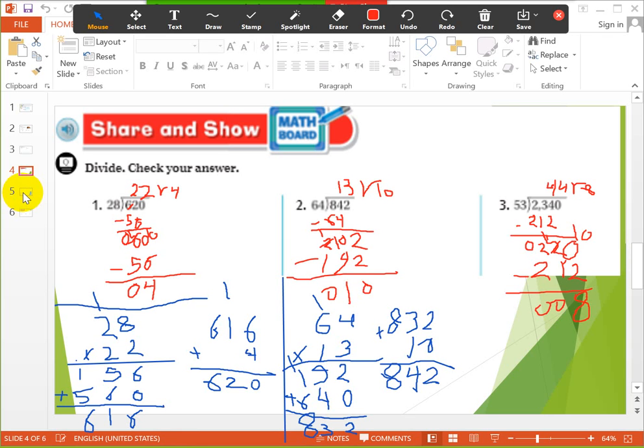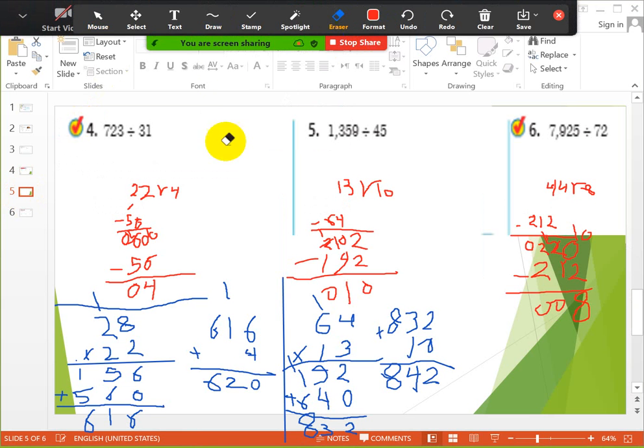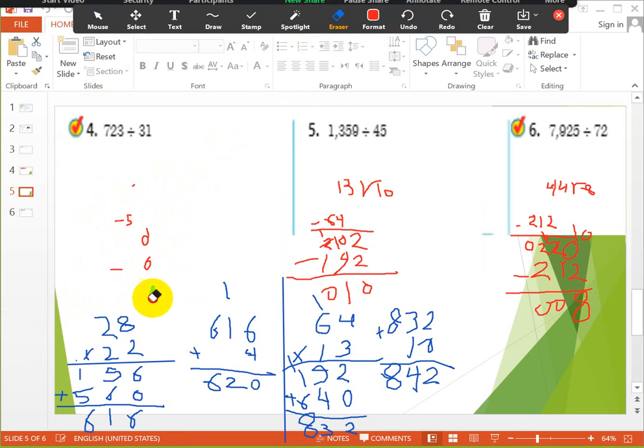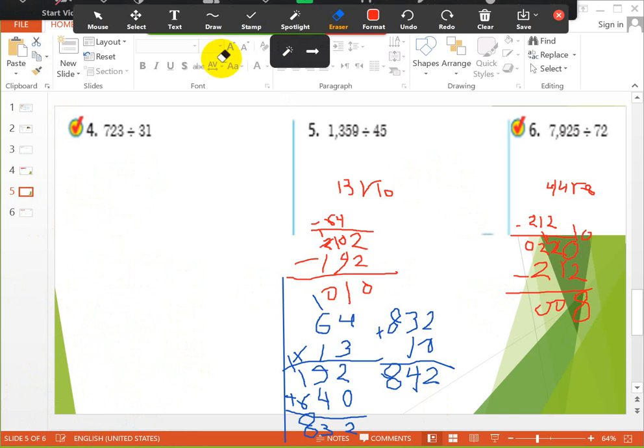Now we will move to exercise number 4, please. Exercise number 4. Now I will do exercise number 4. I will erase only this side, okay? Now, you can write this side also, because I will erase just this side, okay?